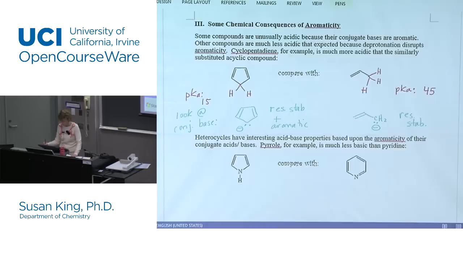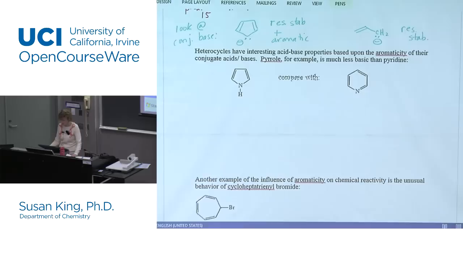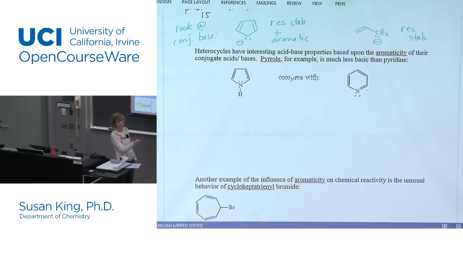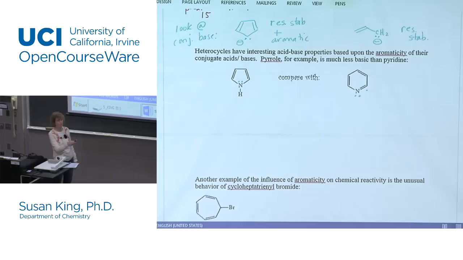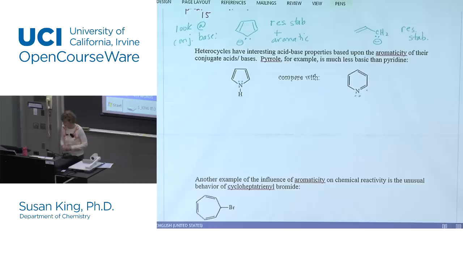Heterocycles have interesting acid-base properties based on the aromaticity of their conjugate acids and bases. Pyrrole is much less basic than pyridine. All right. So let's look here. When we're talking about basicity, we're talking about how willing is this nitrogen to donate its electrons? How willing is pyridine to donate its electrons? We know pyridine donates electrons. We saw it over and over again in chapter 9. But how about pyrrole? Is that going to want to donate its electrons? What do you think? If it donates its electrons, it's no longer aromatic. Okay, so it's not going to want to do that.